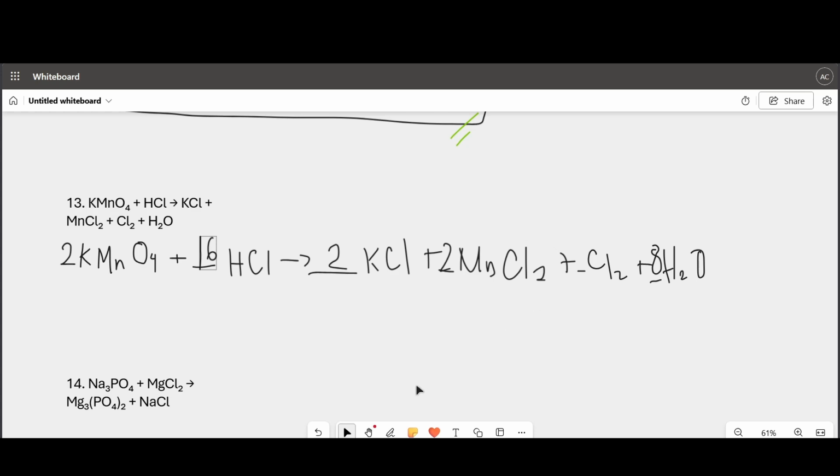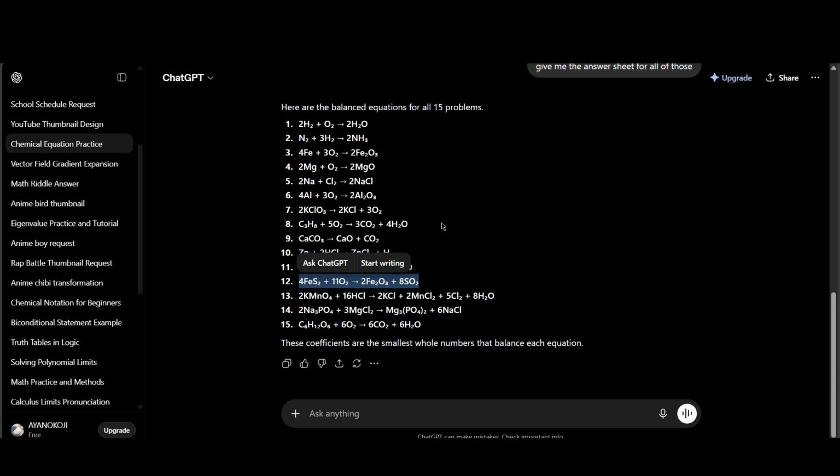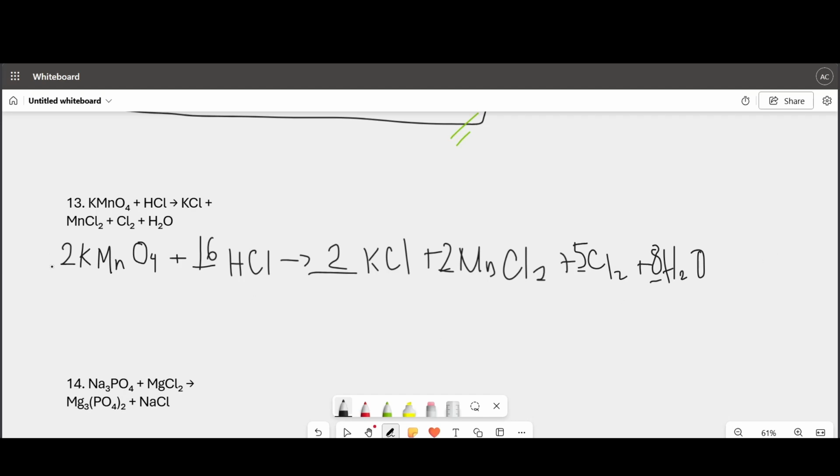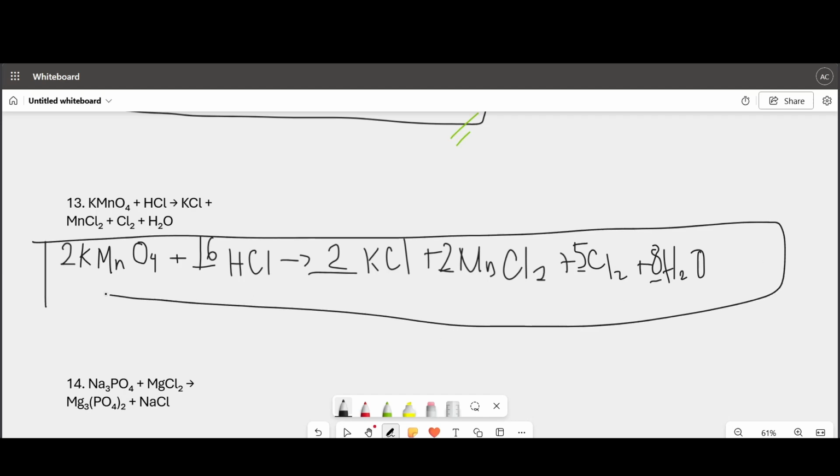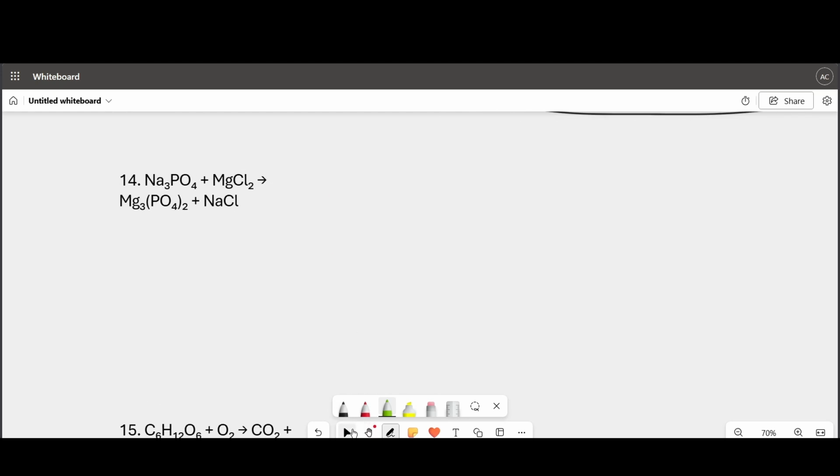Okay, I believe this will be the final answer. Because 2 times 1 is 2, 2 times 2 is 4, 4 plus 2 is 6. Then 5 times 2 is going to be 10. So 10 plus 6 is 16. So let me just check if that is correct. And it is correct. Okay, we're still getting the correct answers. Thank goodness. Okay, so let's go with the 14 now.